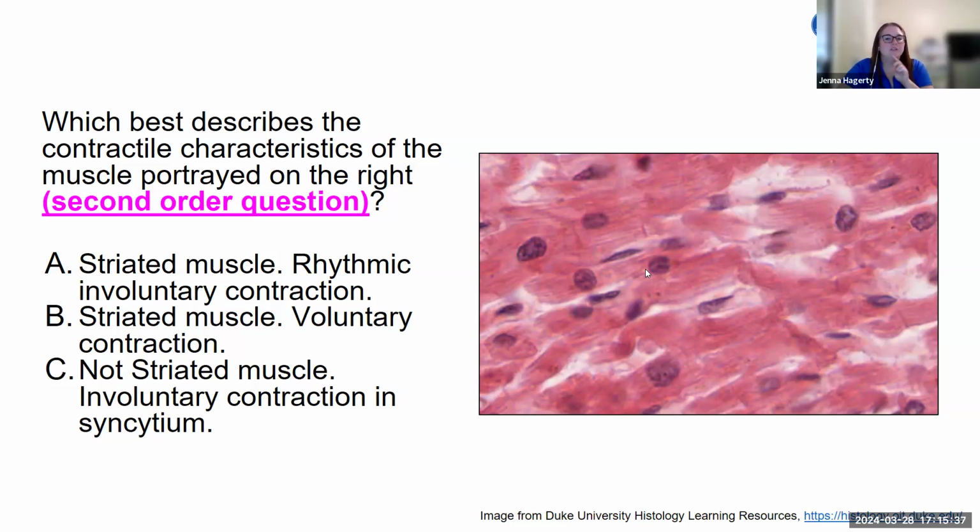So, for example, a first order question is: identify this picture here. So if I make it a second order question, you first have to answer that question in your head before you can answer the question that's shown here. So I look at the image to the right. If anybody wants to put this in the chat, what kind of muscle tissue is that?